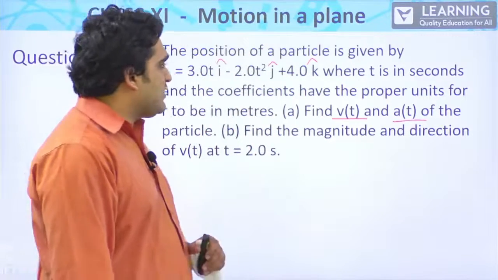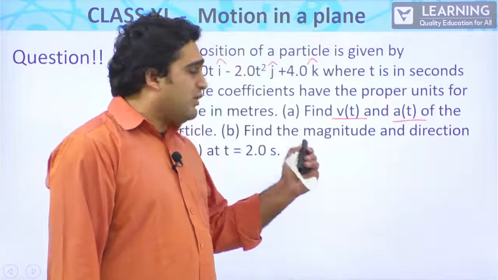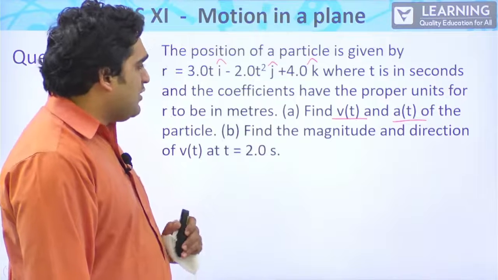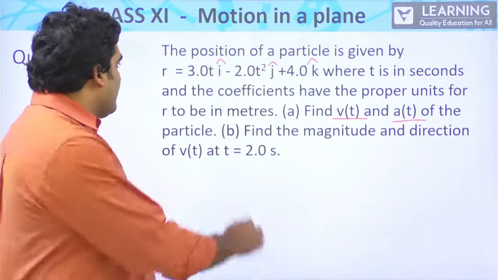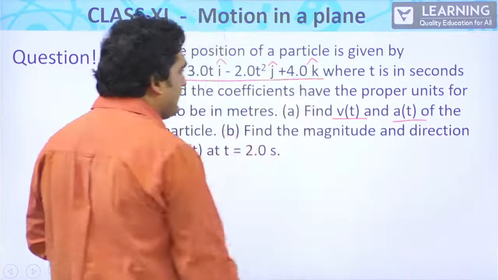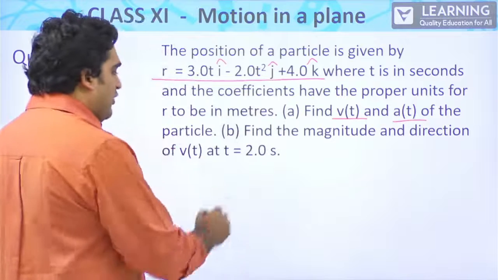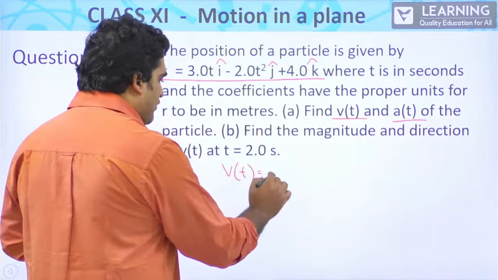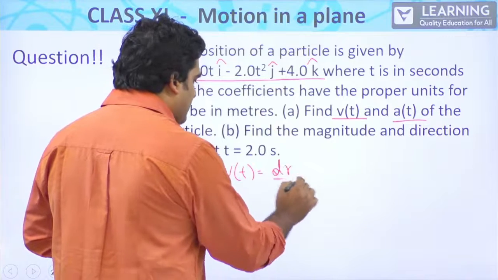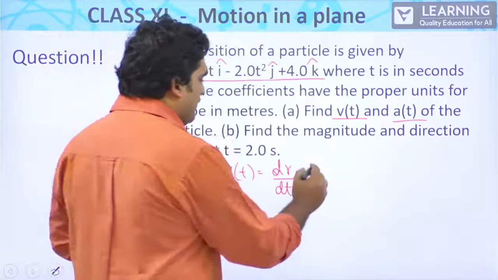This is actually a question from your NCERT textbook, from your exercise problems. So we'll go ahead and start solving it. You've been given the position vector, and now you need to find v of t and a of t. To find v of t, you have to differentiate that position vector, which I will do for you.